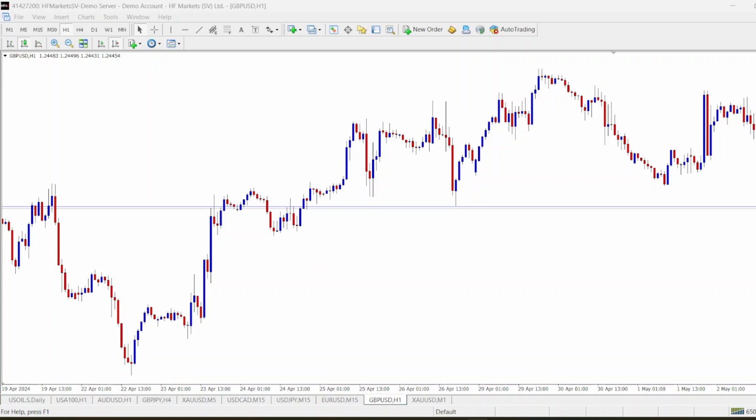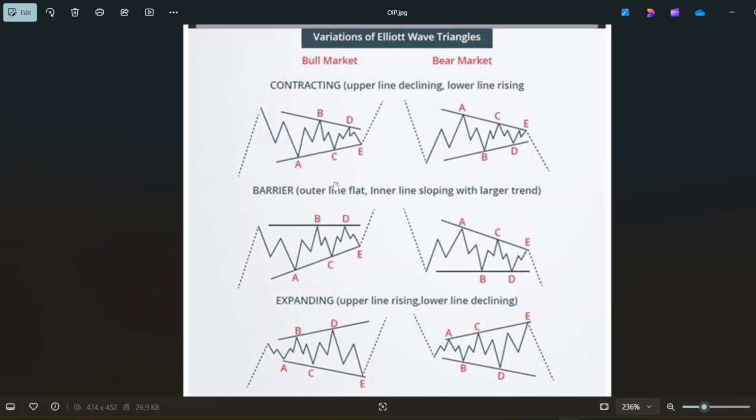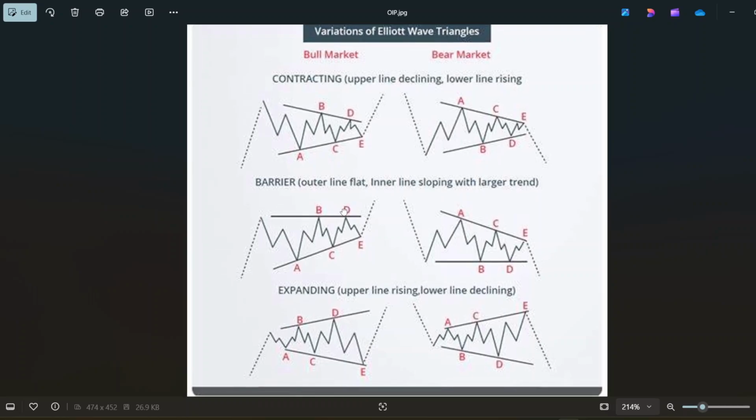First off, what exactly are Elliott Wave triangle patterns, you might be asking. These patterns are key elements in the Elliott Wave theory. They typically appear during a consolidation. It's mostly during consolidations that you will find these patterns.